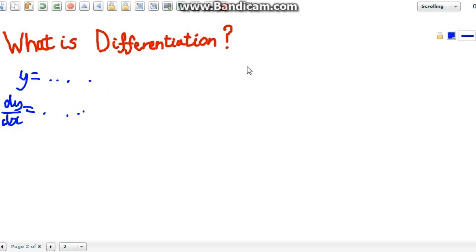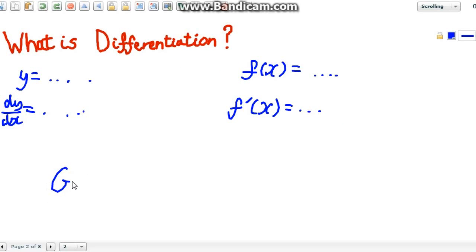The other way of showing a graph is to call it f of x equals something. When you differentiate this, you write it as f dash of x equals something. But the main thing you have to remember is this is telling you the gradient.